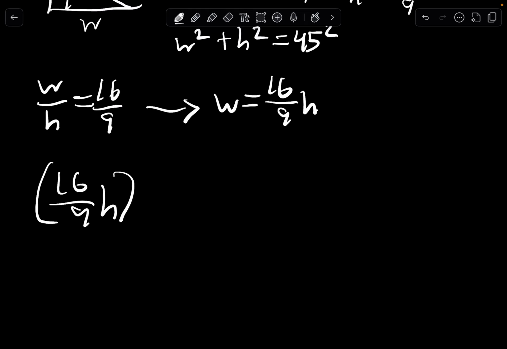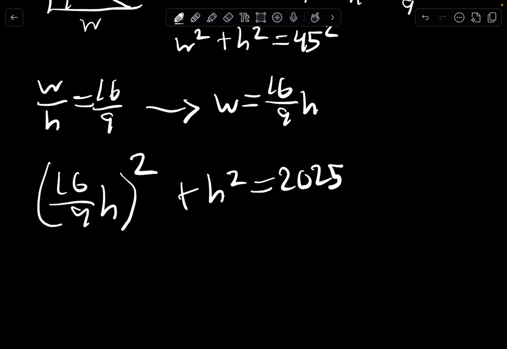It doesn't matter if it was a single term, like let's say 16/9. We wouldn't have to parenthesize it, but because it's 16/9 h, we're squaring them both. So it's that plus h squared equals 45 squared. We'll just simplify that to make things simpler. So that's 2025.